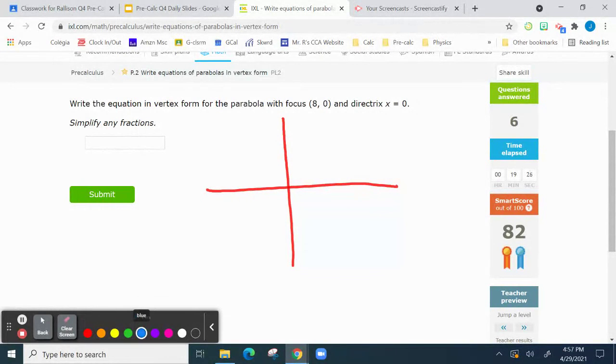The focus is at 8, 0. And the directrix is at x equals 0, right there. So if this is the focus, and that is at 8, 0, and this is the directrix, lining up with that at 0, 0, we need to find the vertex. And where's the vertex going to be? Well, it's going to be halfway between the focus and the directrix.